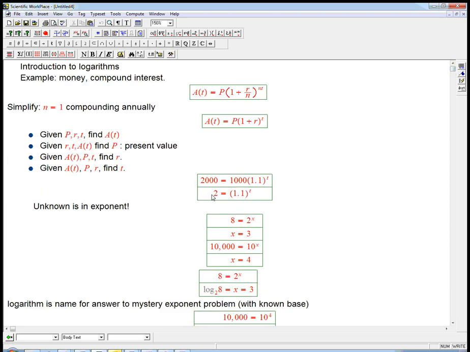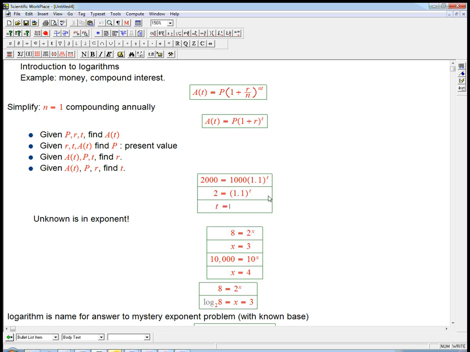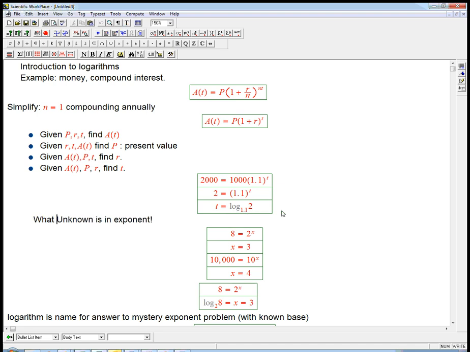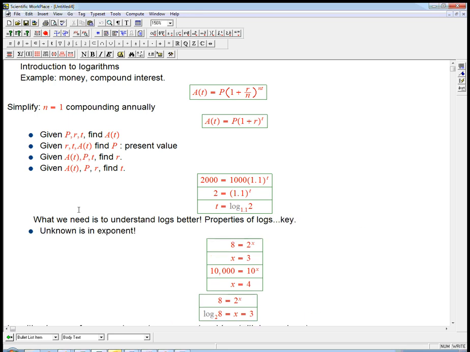Now, unfortunately, we still don't know how to solve this problem. Because what this would be, t would be the log to the base 1.1 of 2. And there's not a calculator button that gives us the log to the base 1.1. We just have log base 10 and log base e. And so what we need, and we won't do it in this video, is to understand logs better. It turns out that there's some very cool properties of logs, and that will be the key to solving this problem. Let me say one more thing about logs, though.